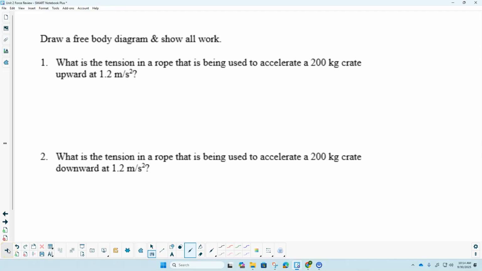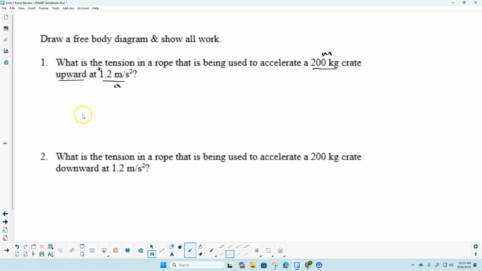Then we start getting into the problems, which is, I would say, the large majority of the test, solving problems. The first one asks, what's the tension in the rope that is being used to accelerate a 200 kilogram crate upwards at 1.2 meters per second squared? Going through it, the mass is 200 kilograms. Our acceleration is positive because it's upward, 1.2 meters per second squared.